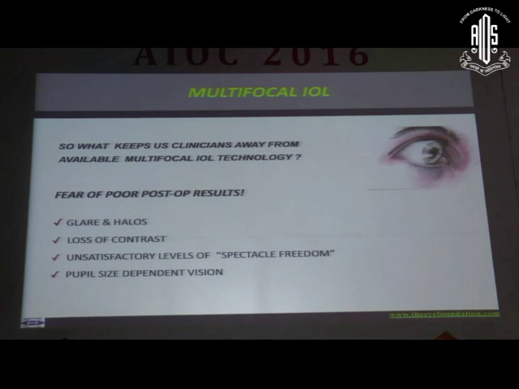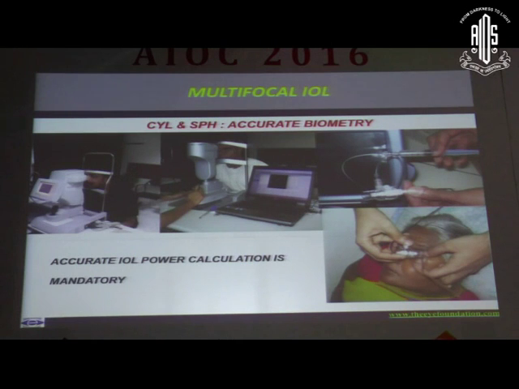So what exactly keeps me away from adopting multifocal intraocular lenses in almost every patient who can pay for it? It is the fear of poor post-op results, in spite of spending a significant amount of time talking to them preoperatively. Glare and halos, loss of contrast, unsatisfactory levels of spectacle freedom. Even if bilaterally implanted, you can never promise a patient that for all distances they can comfortably do without glasses. And depending upon the type of multifocal intraocular lens that you put in, it could be pupil size dependent vision.